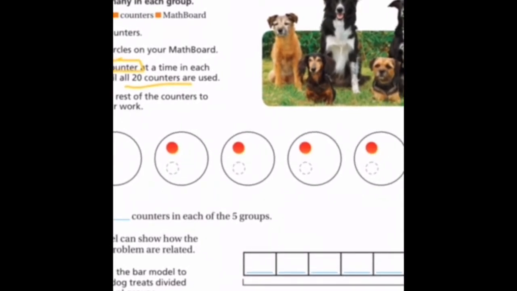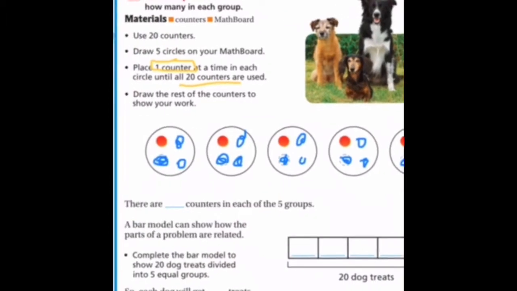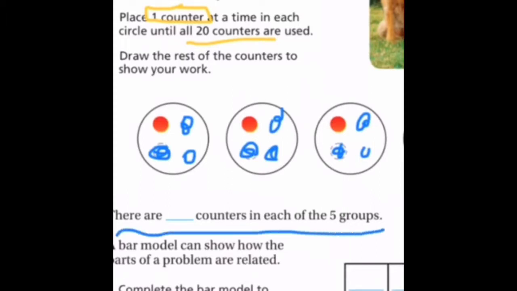So there's 1, 2, 3, 4, 5 they had. My blue one was 6, 7, 8, 9, 10. I'm not up to 20 yet, so I'll keep going. 11, 12, 13, 14, 15, 16, 17, 18, 19, 20. Now that I'm at 20, I can stop. And we need to look at how many counters are in each of the 5 groups. And there are 4 counters in each group.